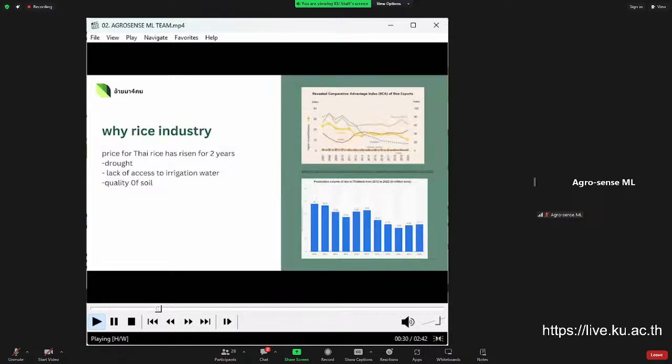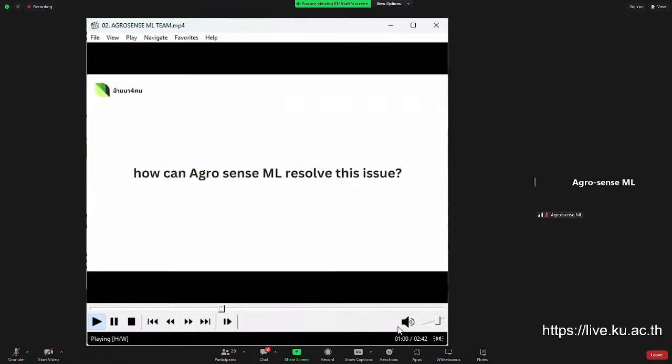Rice has long been Thailand's most important crop and its major agricultural export. Rice cultivation accounts for 46.1% of all Thai farmland, which highly affects the economy. Prices for Thai rice have risen sharply over the past 2 years. The total area of rice under cultivation fell under the impact of drought and lack of access to irrigation water, which restricted supply, while the baht has also appreciated in value in recent years. These two factors combine to erode the price competitiveness of Thailand's rice industry relative to the country's major competitors. So how can our AgriSense ML resolve this issue?